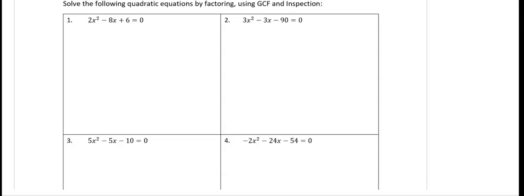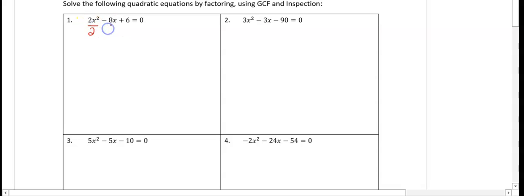Alright, in this video what we're going to be discussing is solving quadratic equations by factoring using GCF and inspection. So what we've got right here is 2x squared minus 8x plus 6. What we're going to do in this one is look to see first and foremost if they share something. They all share a 2, so we're going to go ahead and pull a 2 out of that.